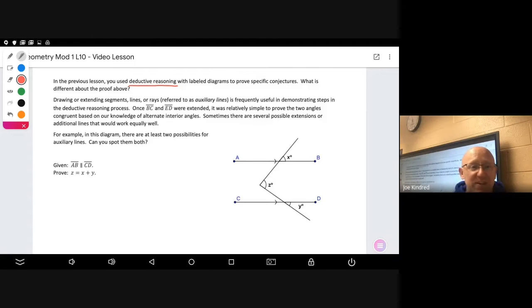Let's look at the next example. In this next diagram, there are at least two possibilities for auxiliary lines. Can you spot them? Pause for a second and think about that. Can you spot two different possibilities for auxiliary lines to help us prove Z is equal to X plus Y? Okay, let's see where they're at.